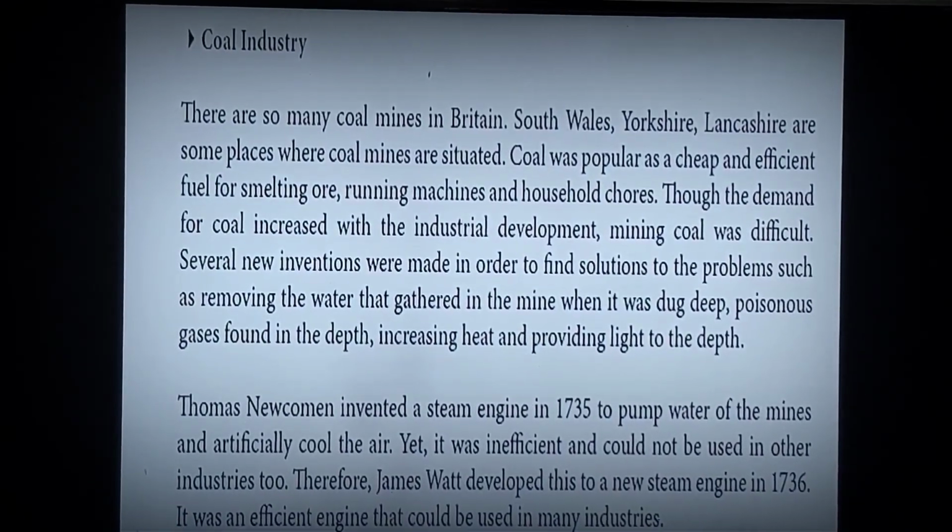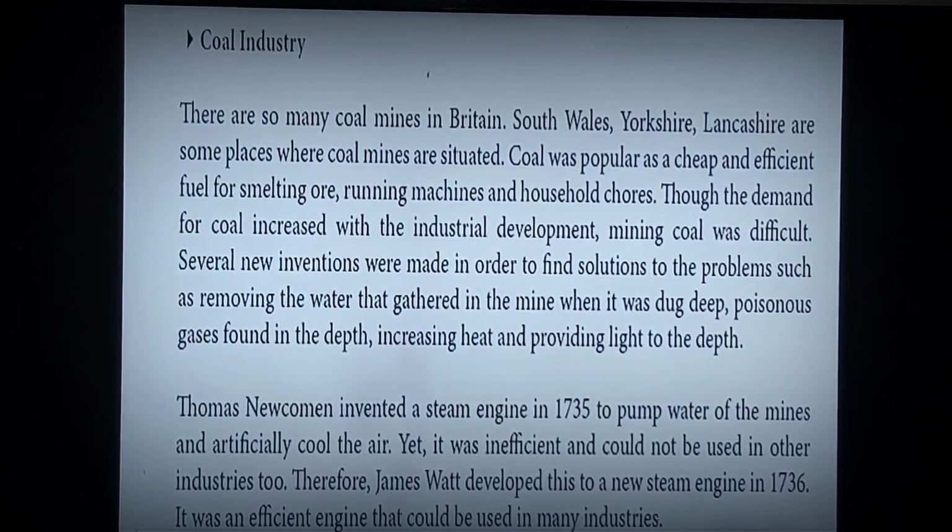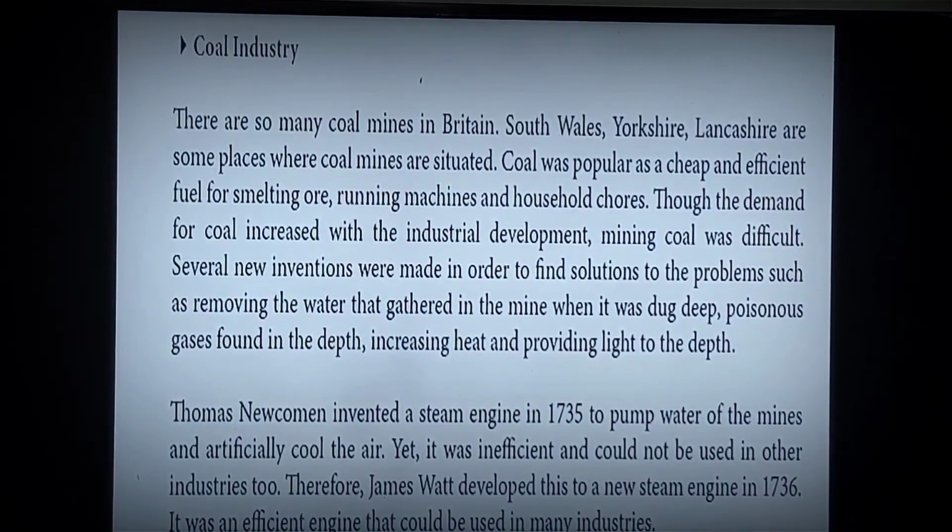Coal industry. There are so many coal mines in Britain. South Wales, Yorkshire and Lancashire are some places where the coal mines are situated. Coal was very popular at that time, and it was a cheap and efficient fuel for smelting ore, running machines and household chores. The demand for coal increased with industrial development.